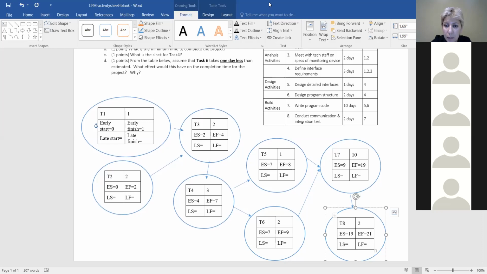So looking at the numbers that Nick R has put here, early start for T7 is the larger number between T6 and T5. Great. T6 is getting the number from T4. Great. T8 is getting it from T7. Perfect.